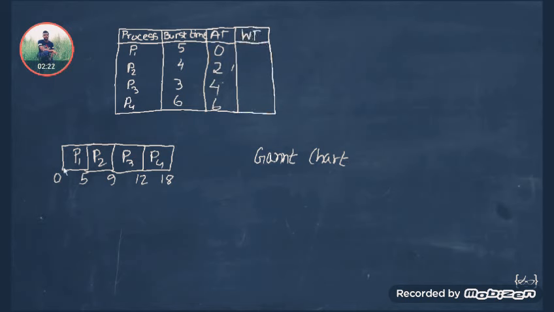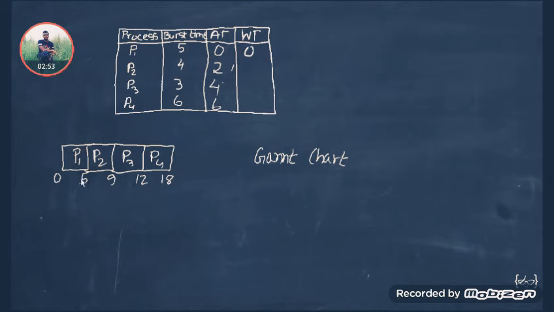So the waiting time for the first process is zero, because the first process came at time 0 and it didn't have to wait at all. It just executed at whatever time it arrived. So the waiting time for the first process is 0 minus 0, the start time in the Gantt chart minus the arrival time here. So it will be 0. The waiting time for the first process is 0.